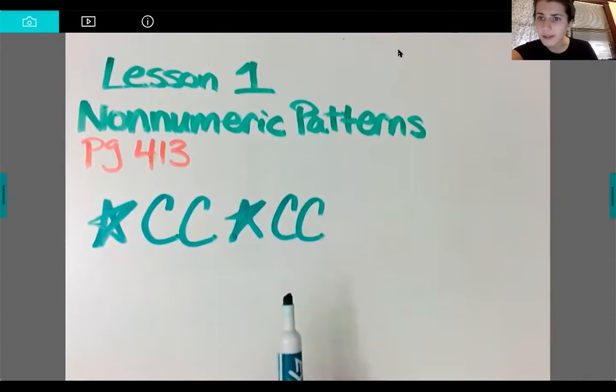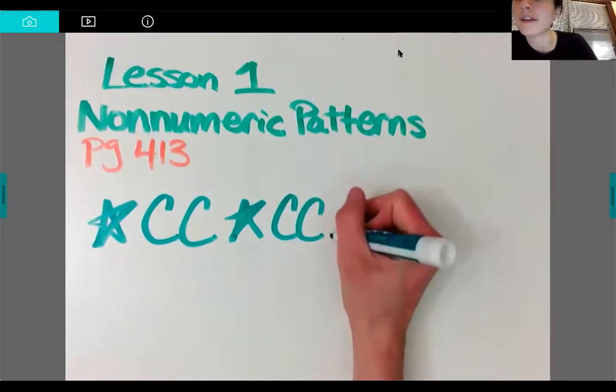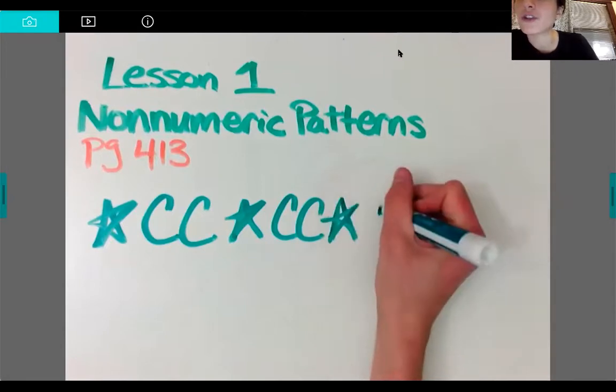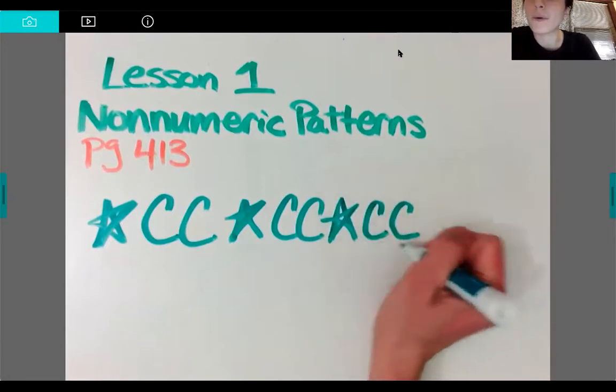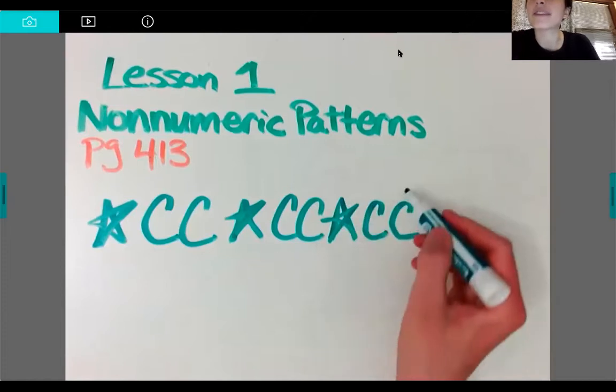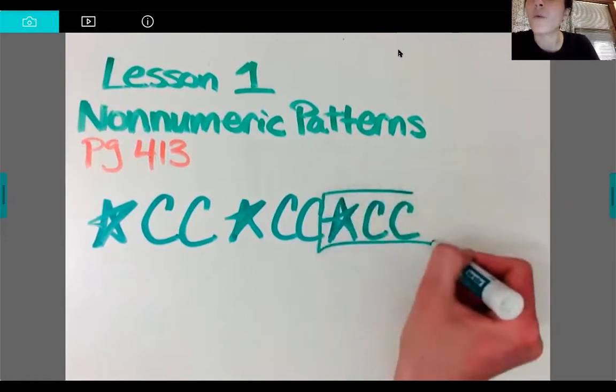What's the unit? Say it. I want you to say it out loud. Practice saying it out loud. The unit here is star, moon, moon. So when I extend my pattern 1 unit, I'm going to draw another star and 2 moons. Star, moon, moon. Now I have extended my pattern 1 unit.